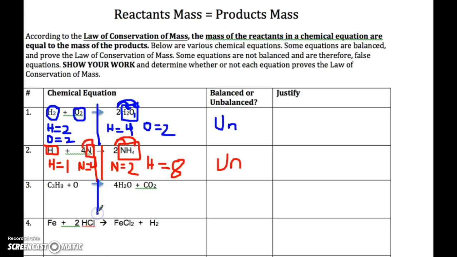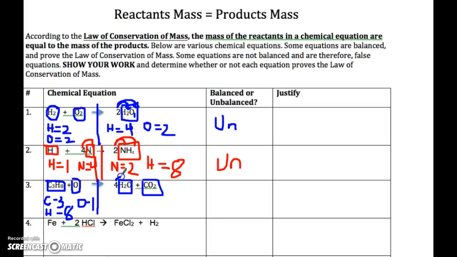Step 1, draw a line down the middle of your equation to separate the reactants from the products. Step 2, draw a box around everything, leaving out the coefficient. And now I can total up how many atoms I have on each side. I have 3 carbon atoms, 8 hydrogen atoms, and 1 oxygen atom.